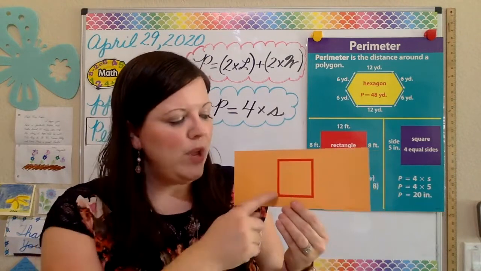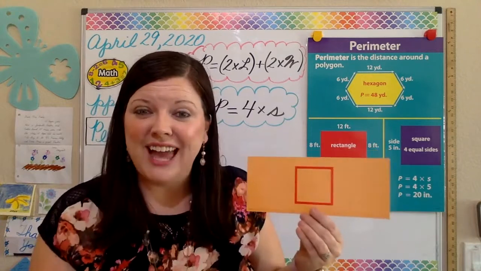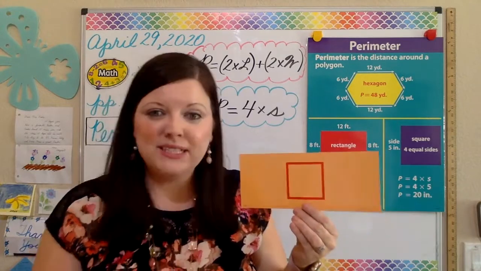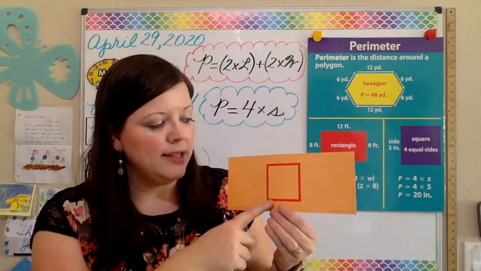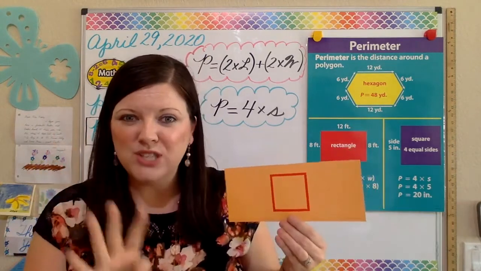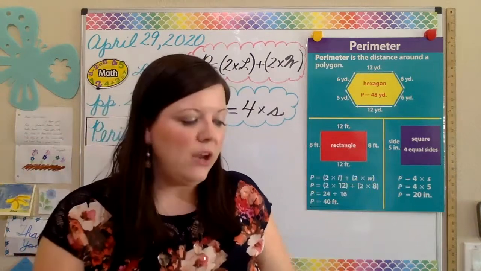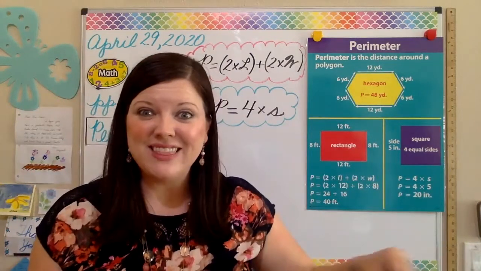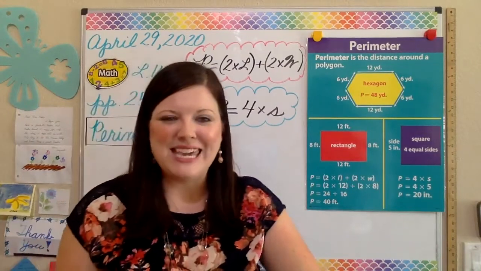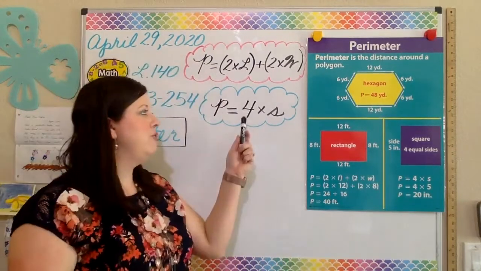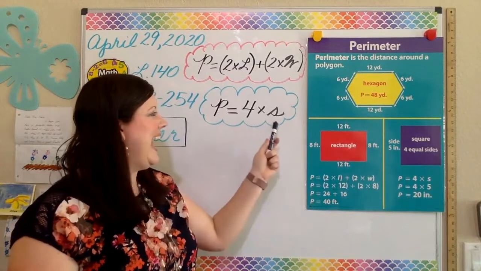So we could add up all the sides just like our song says. But since you've already told me that there are 4 sides and all 4 of those sides are the same, why don't for today we use this new formula? Look at the board. It's in the blue cloud. P equals 4 times S.